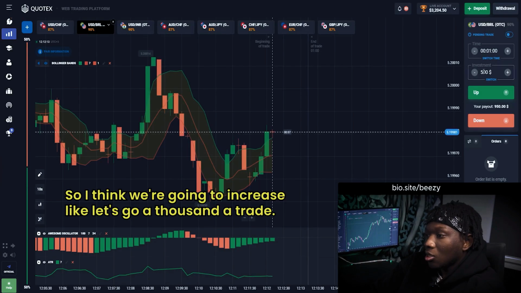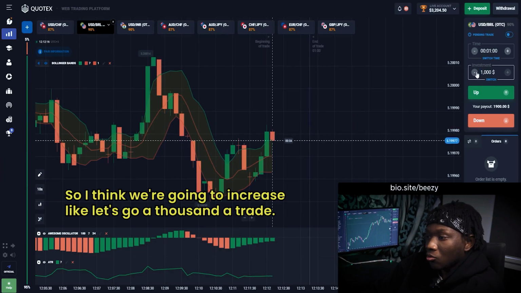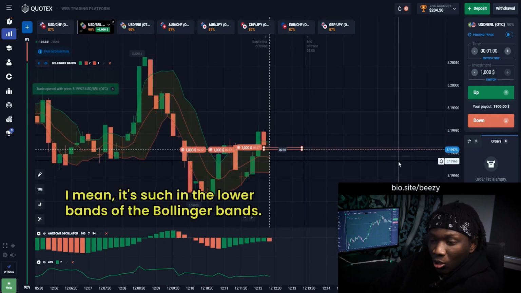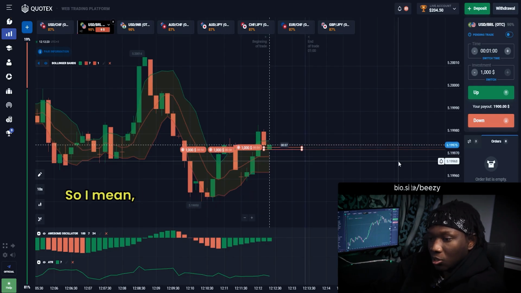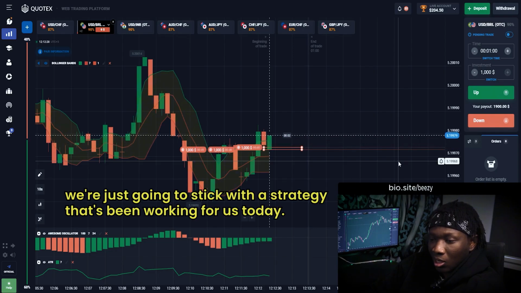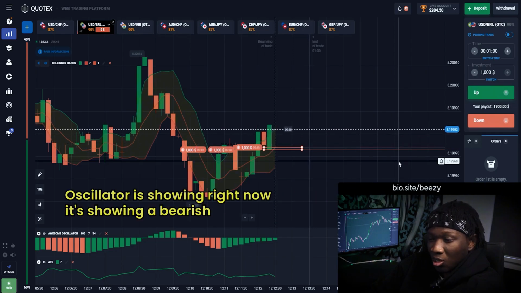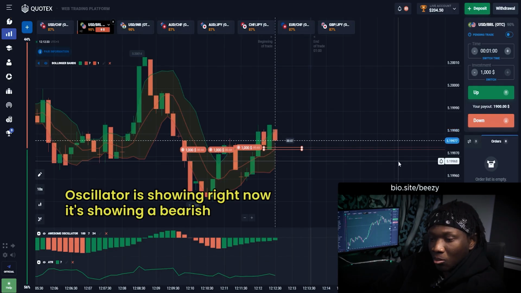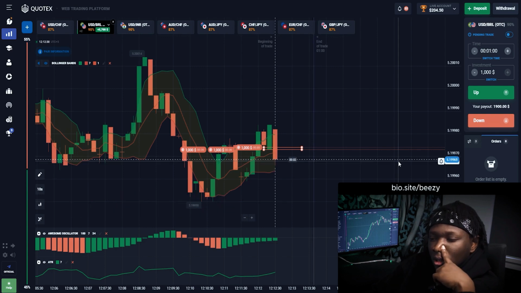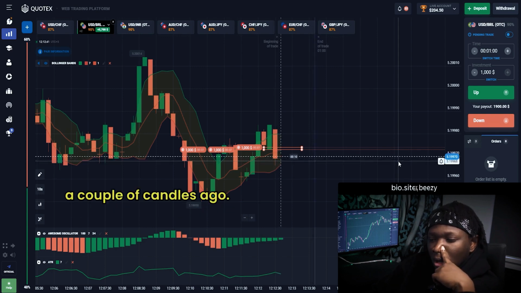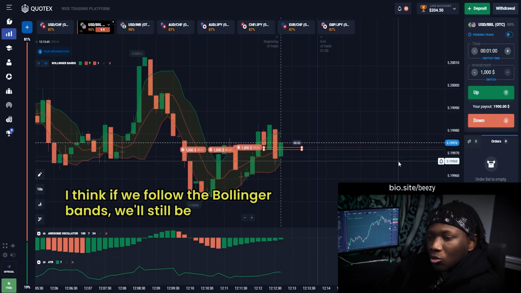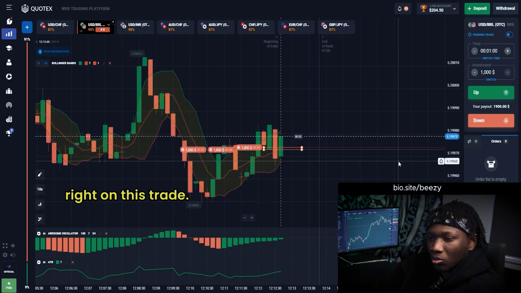So I think we're gonna increase, like let's go 1,000 a trade. We've been lucky today, and we're gonna put again because it's touching the lower bands of the Bollinger Band. So I mean, we're just gonna stick with a strategy that's been working for us today. Awesome oscillator is showing a bearish, and we can see that even though we just had a bearish divergence a couple of candles ago, I think if we follow the Bollinger Bands, we'll still be right on this trade.